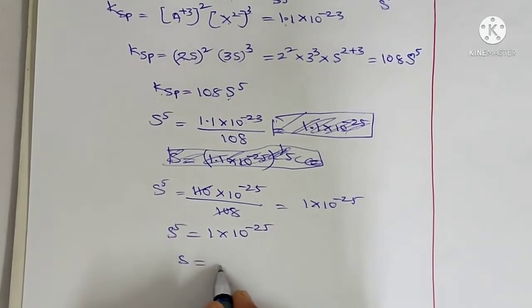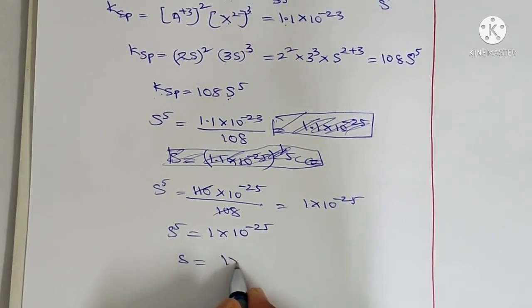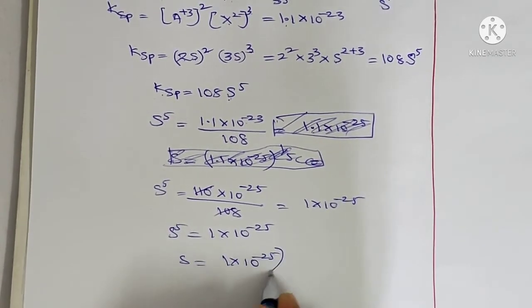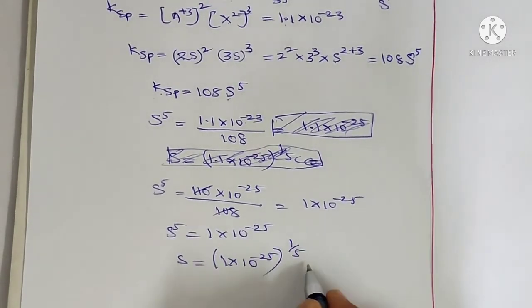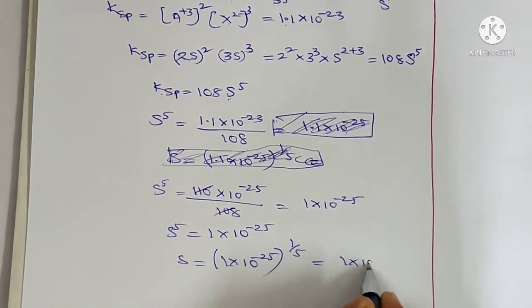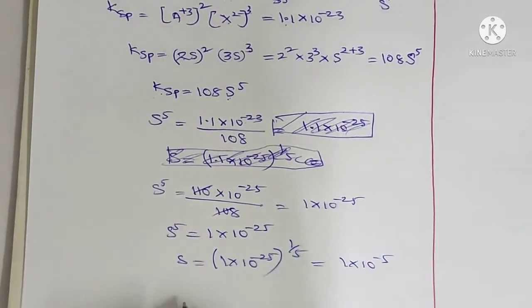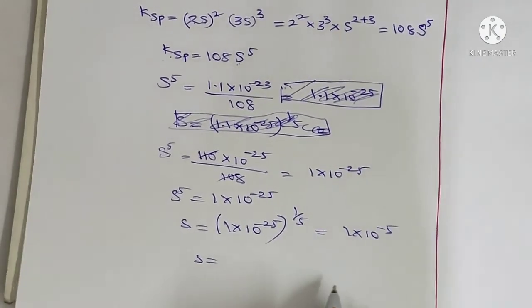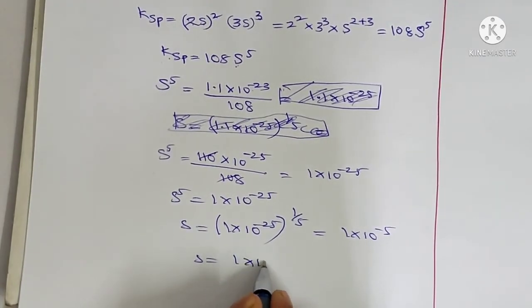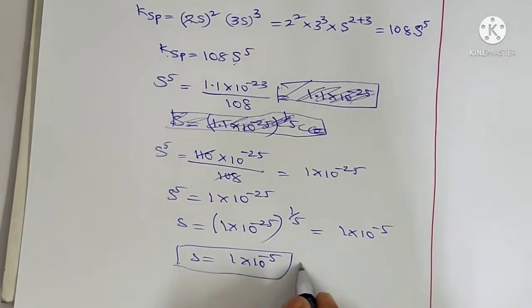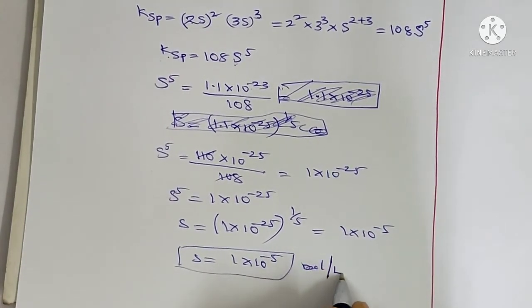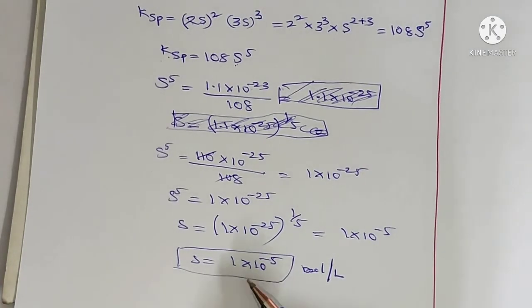Then S is equal to 1 into 10 to the power of minus 25, all to the power of 1 by 5. Then we are getting 1 into 10 to the power of minus 5. So S is equal to 1 into 10 to the power of minus 5 moles per liter. So the solubility of A2X3 is, S is equal to 1 into 10 to the power of minus 5 moles per liter.